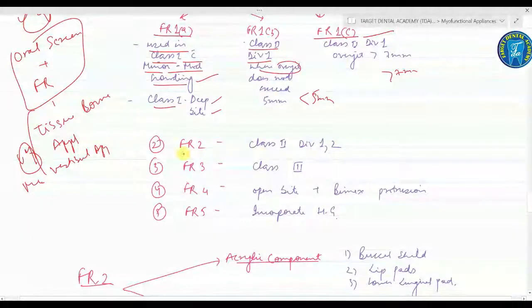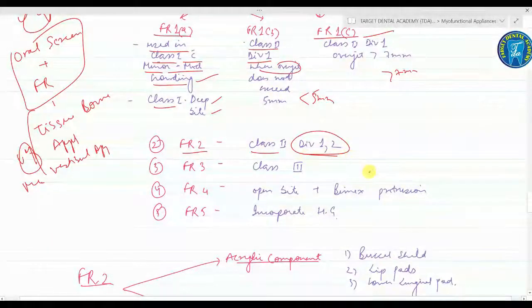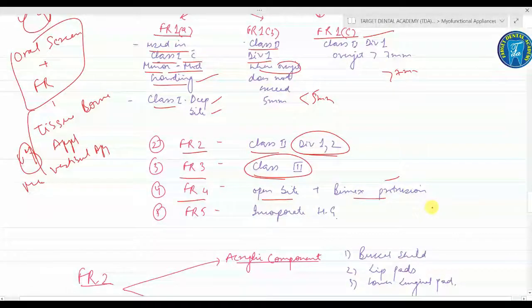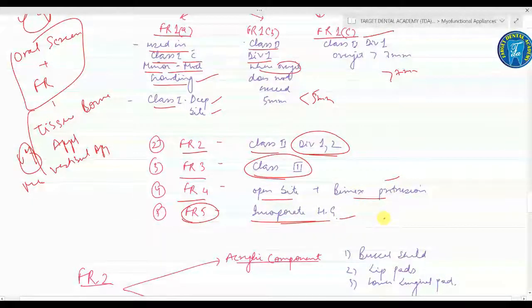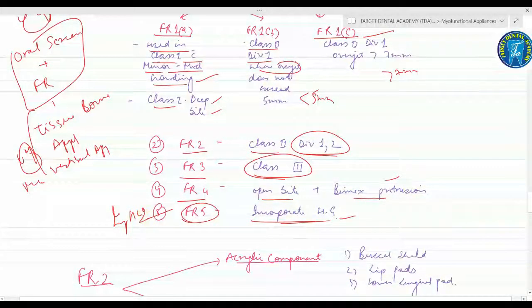So as the name suggests, the function regulator 2 is given in class 2 division 1 and 2. The FR3 is given in class 3. FR4 is given in open bite and bimaxillary protrusion, and the FR5 is incorporated with the headgear. It is a commonly asked MCQ.